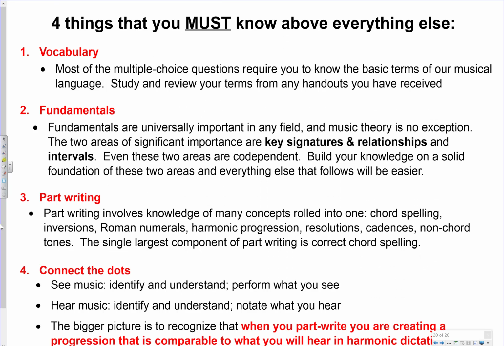Okay, AP, 4 things that you must know above everything else. Number 1, vocabulary. Most of the multiple choice questions require you to know the basic terms of our musical language. Study and review your terms from any handouts you have received. Number 2, know your fundamentals.